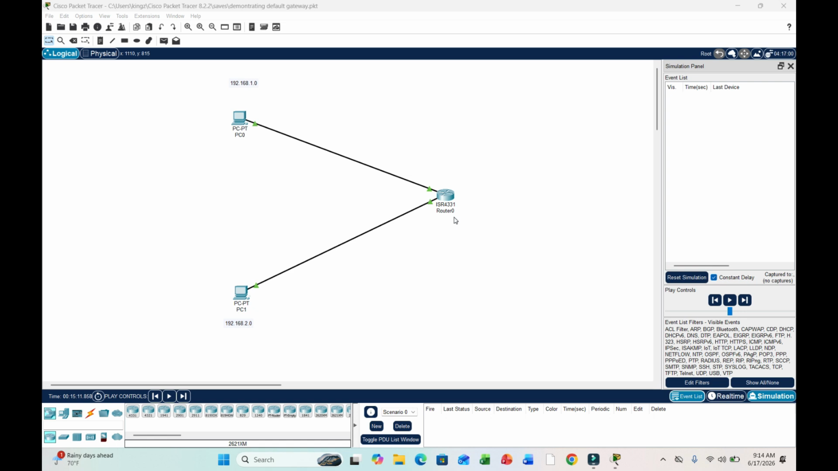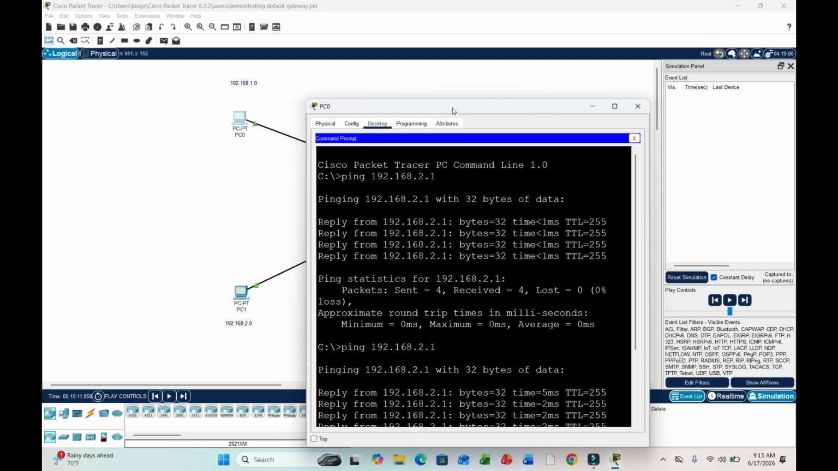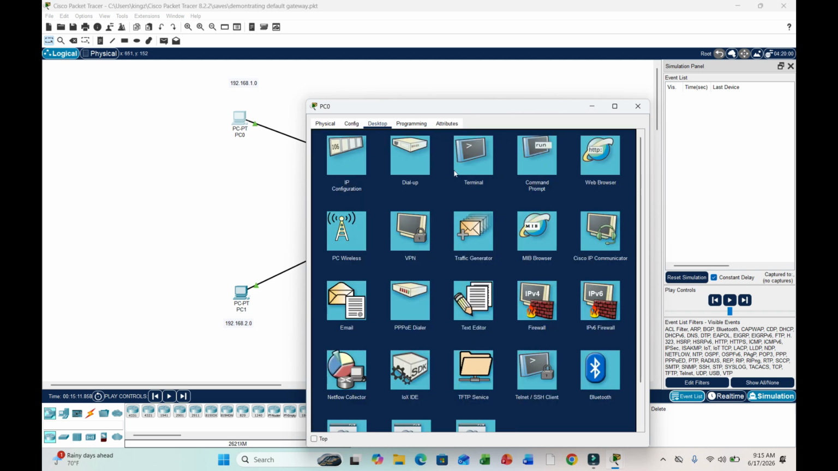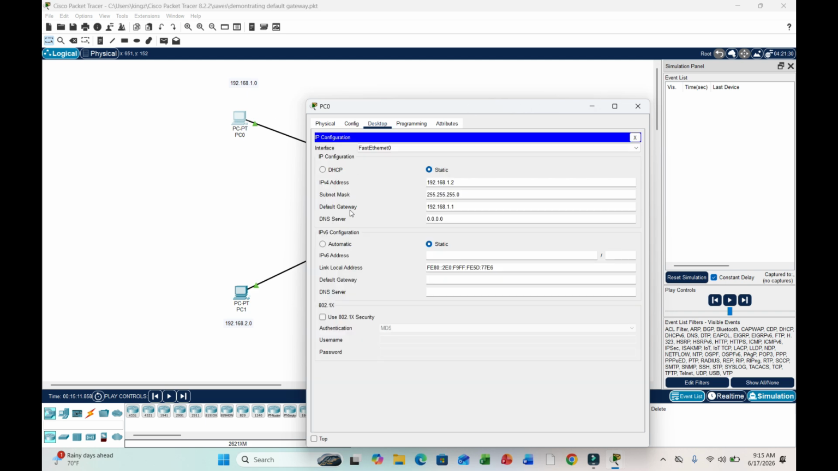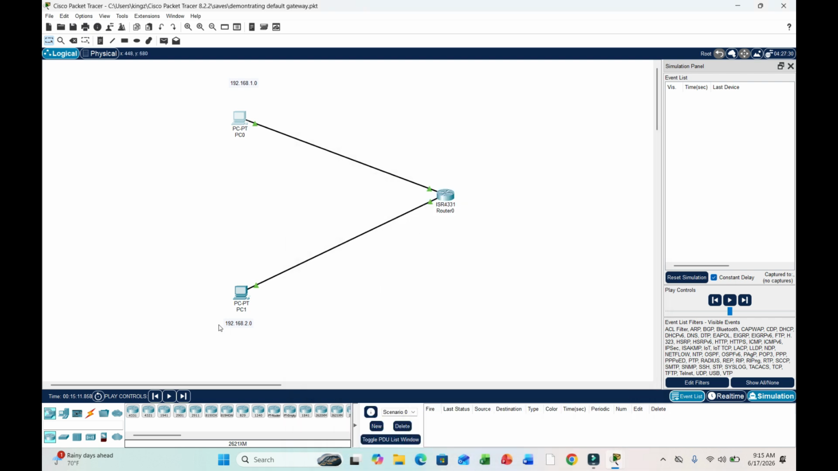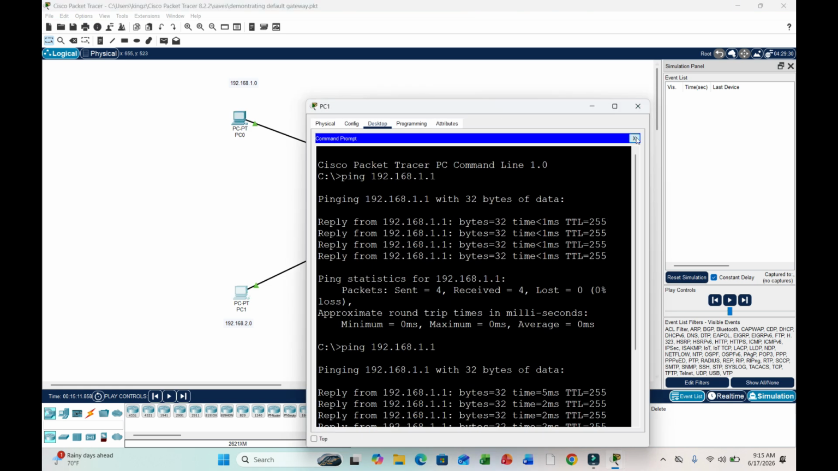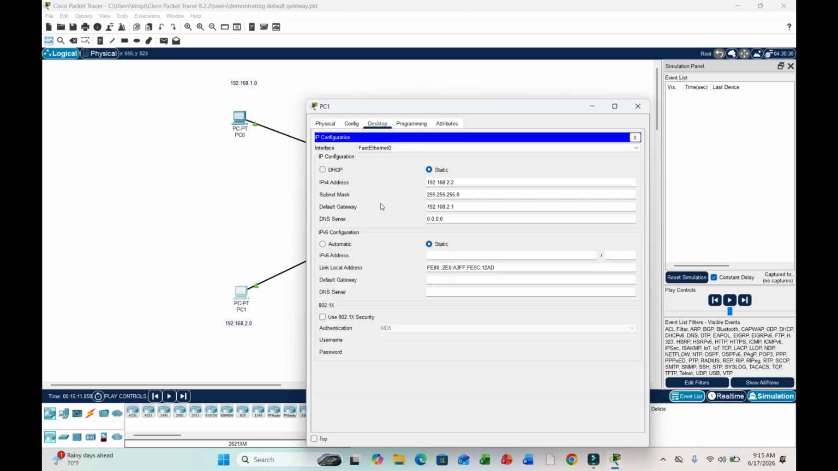Understanding a default gateway. We go to PC0, go to configs, look, default gateway. We put an IP address to the default gateway, 192.168.1.1. All right, we're good. We do the same thing on PC1, 192.168.2.1.